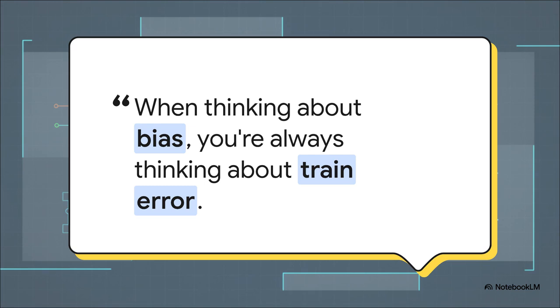And here is an absolutely golden rule to remember, a fantastic little mnemonic. When you're thinking about bias, you're really thinking about your training error. If your training error is high, you've probably got a bias problem. But when you're thinking about variance, you're really thinking about the difference between your training error and your test error. That gap is where variance lives.